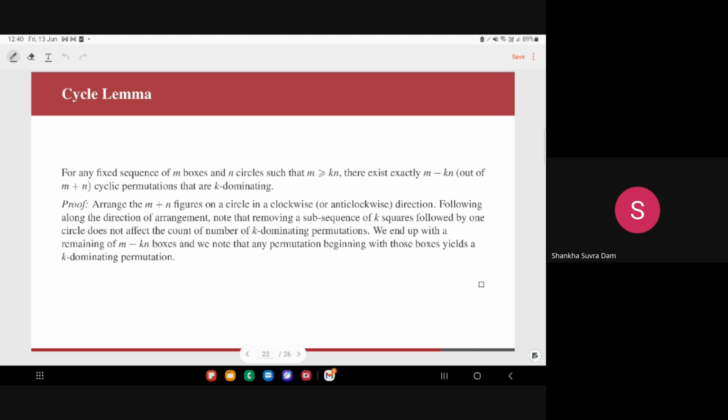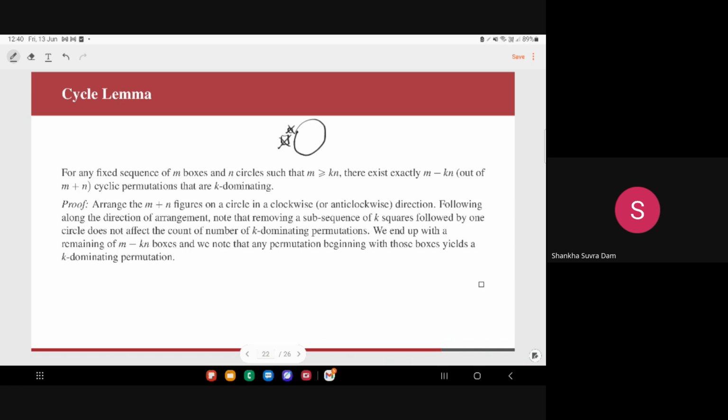So the proof goes exactly as the procedure illustrated in the example. Arrange these m plus 1 figures around a circle in a clockwise direction or anti-clockwise direction, but you need to be counting it like if it's in a clockwise direction, you need to start from a circle and then go back to cancel out a circle and a square. And if you're arranging it in an anti-clockwise direction, you need to go front. So you cannot arrange it in clockwise and then start canceling in the same direction. Okay, so just a particular direction.